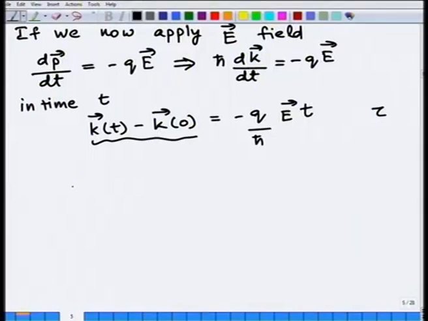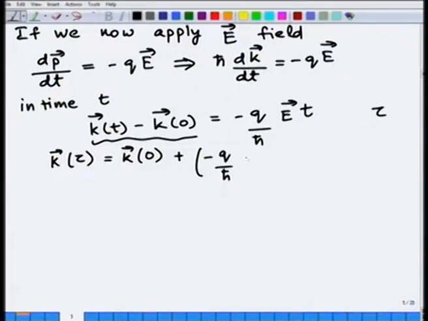Therefore, after time tau, on average, the value of k, after applying the electric field, will become k equal to k at 0 plus, minus q E by h bar times tau. So, if tau is the relaxation time, then the average value of the k state when you apply the electric field is this quantity, k of tau.